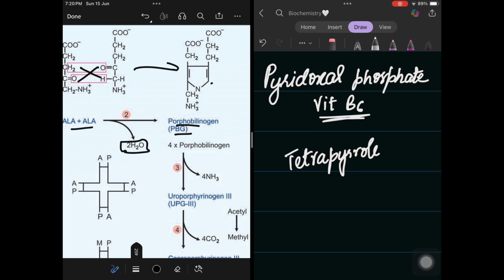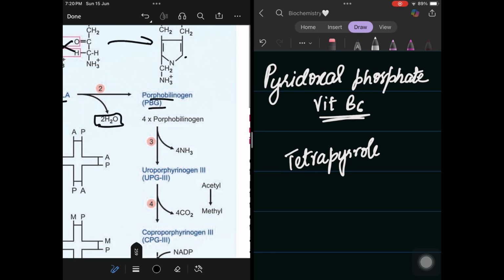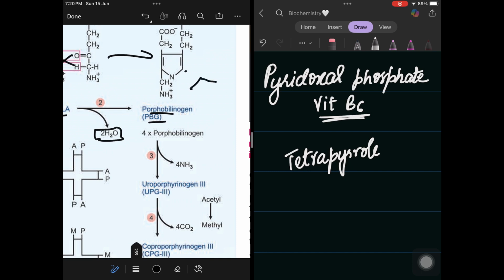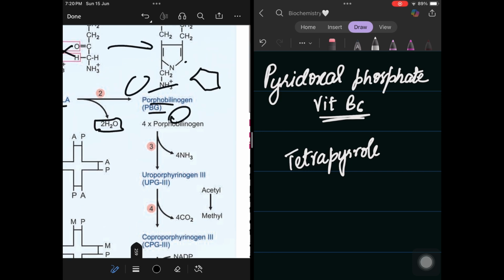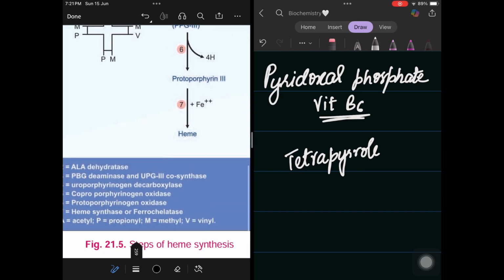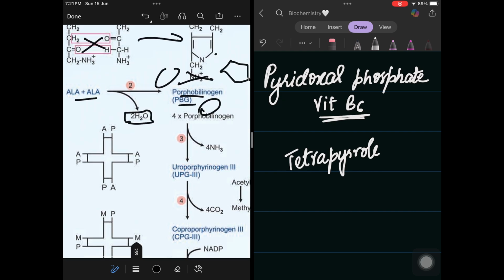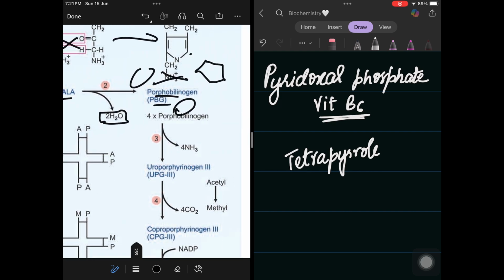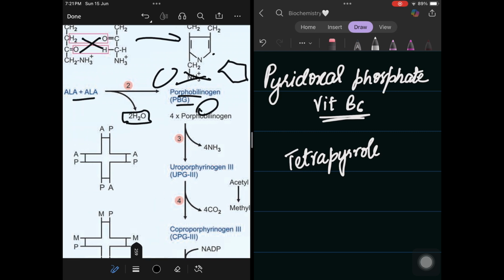You are removing water. Now 4 of these PBGs, so imagine another ring like this and another one, right? 4 PBGs, this nitrogen is removed, nitrogen in the sense ammonia is removed. 4 PBGs, 4 ammonia removed, and the enzyme here is deaminase. Who would have thought? It's very basic and intuitive and logical. So when you put it together, you get uroporphyrinogen 3.